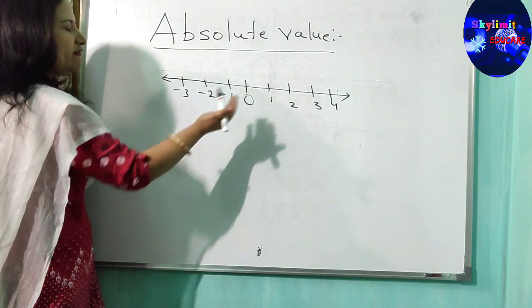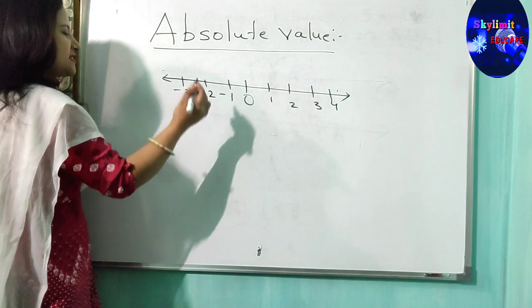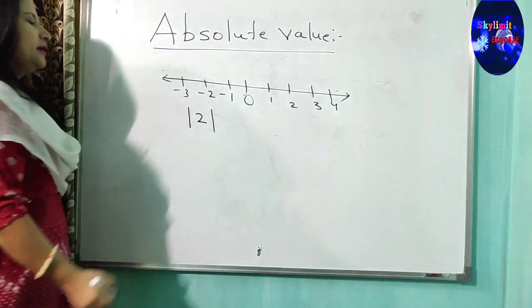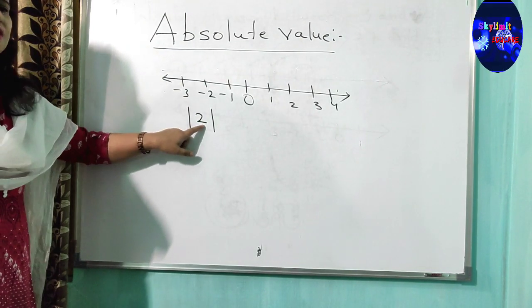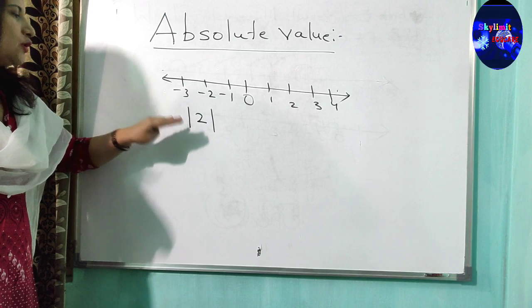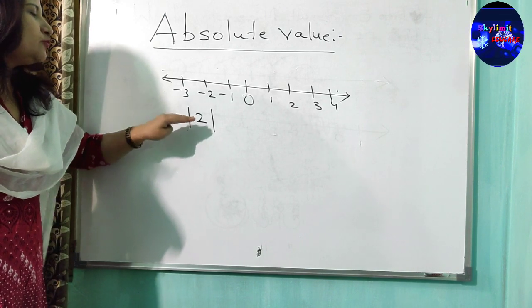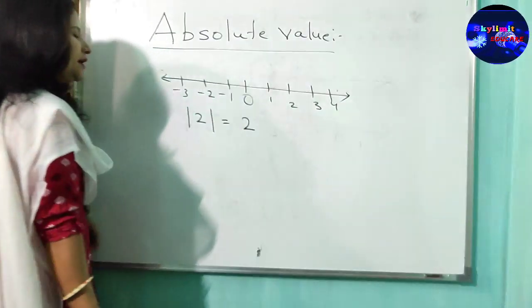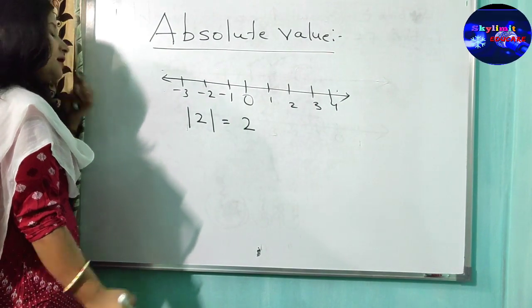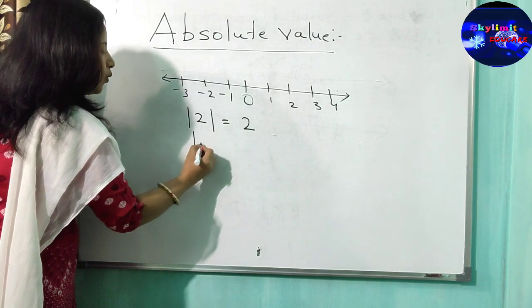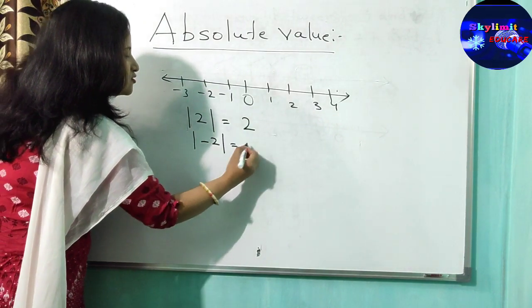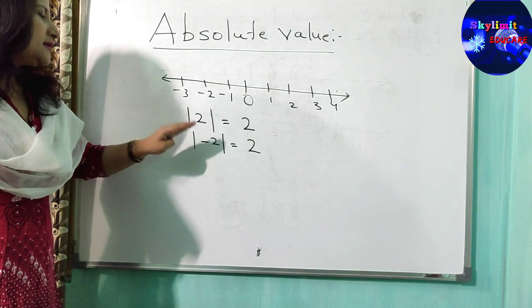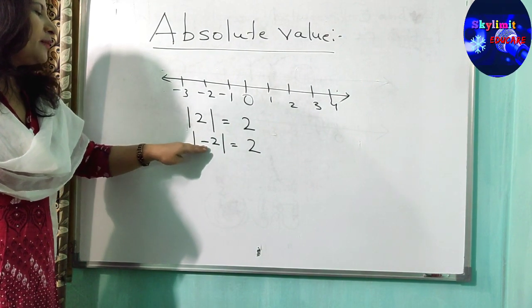Suppose I ask you what is the absolute value, it is represented by this sign. Suppose I write like this. This sign shows absolute value. Yes. So this you are going to read as absolute value of 2. It will always be a positive number. That means it is the value of 2. What is the absolute value of -2? It is also 2. It is the value of the particular number without the minus sign.